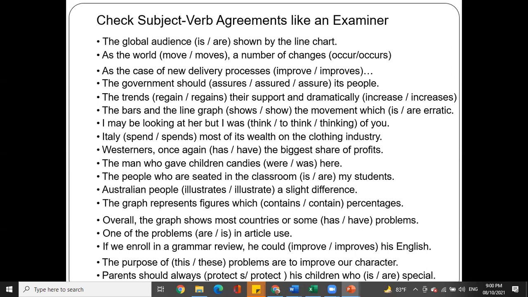Finally, parents should always protect their children who are special. Yay, she got the last one correct. Parents should always protect their children who are special.